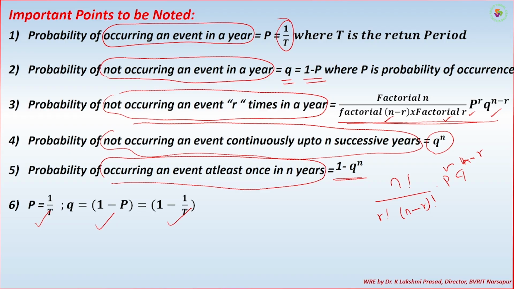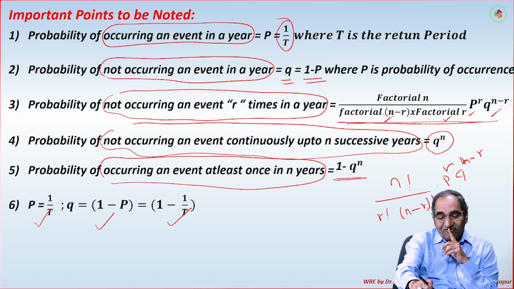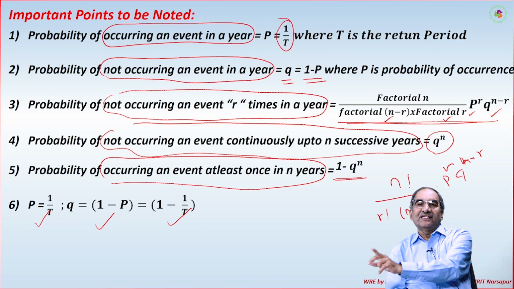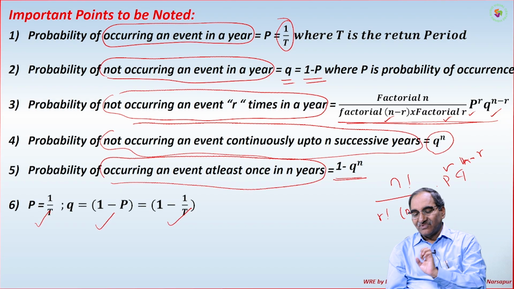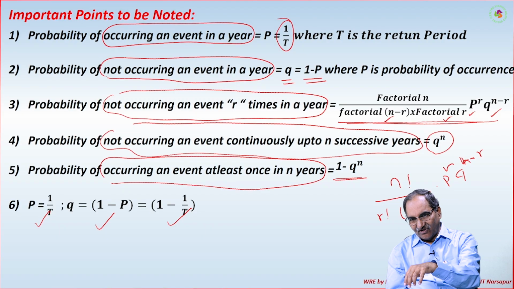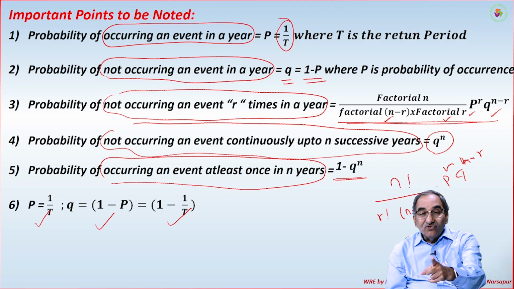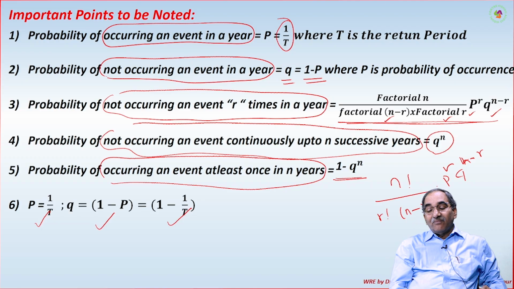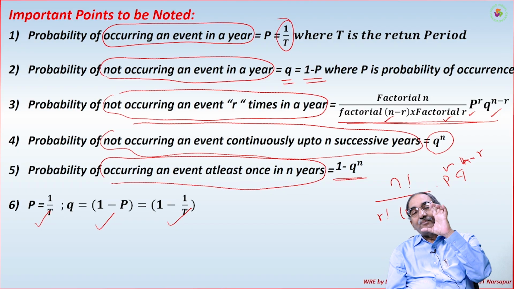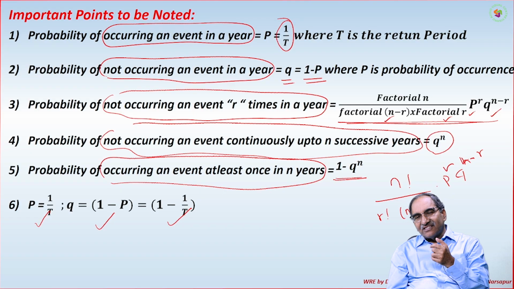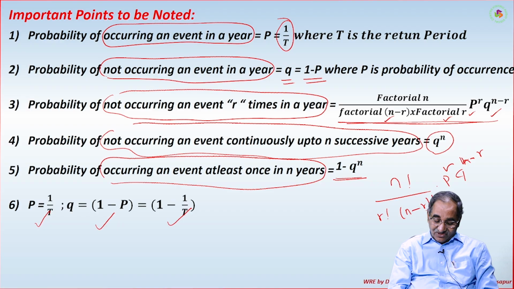Based on this, I have seen many competitive exams where questions have come. If you know these 6 important points, you can answer any of them very confidently. First, the probability of occurring an event is equal to 1 by t. Probability of not occurring an event is equal to 1 minus p, that is 1 minus 1 by t. Probability of an event occurring r times in a year is factorial n by factorial r into factorial n minus r, into p to the power of r, q to the power of n minus r. P is the probability of occurrence, whereas q is basically 1 minus p. Then probability of not occurring an event continuously up to n successive years is q to the power of n. Probability of occurring an event at least once in n years is 1 minus q to the power of n. So these are the important things.